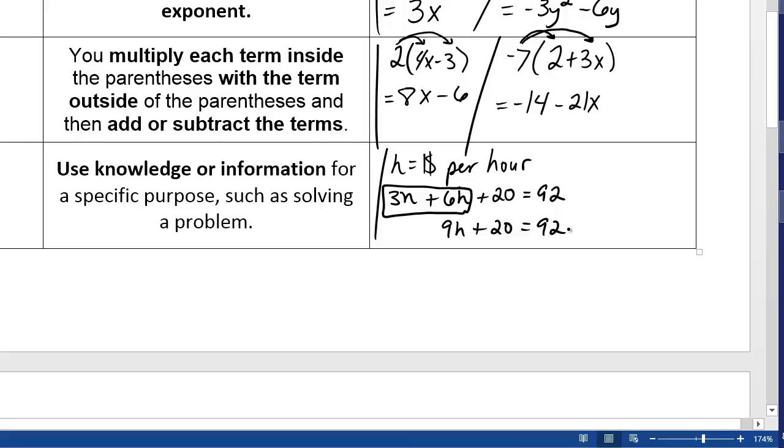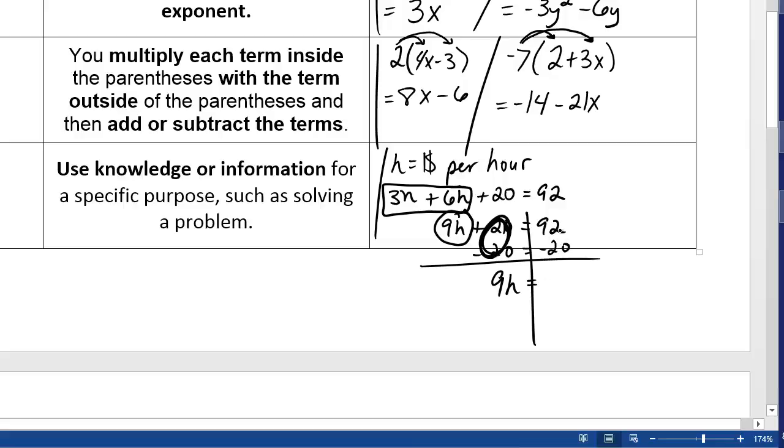All right, and after that, let's go ahead and isolate our variable, which is h. So we need to circle the 9h term and get rid of anything that's next to it, which is this plus 20. The inverse operation of plus 20 is minus 20. So we're going to go ahead and subtract 20 from both sides using the subtraction property of equality. So minus 20 from both sides. So 20 minus 20 adds to 0. So just put a big old 0 there. And we have 9h left. 92 minus 20 is going to be 72 because 2 minus 0 is 2. 9 minus 2 is 7.